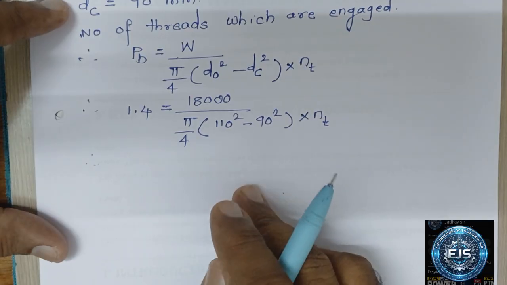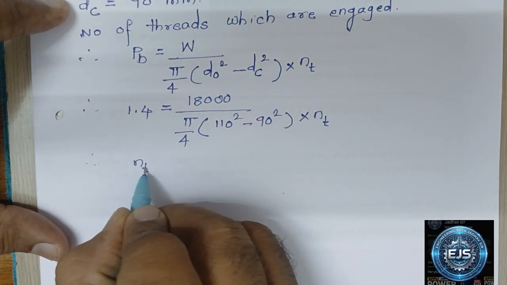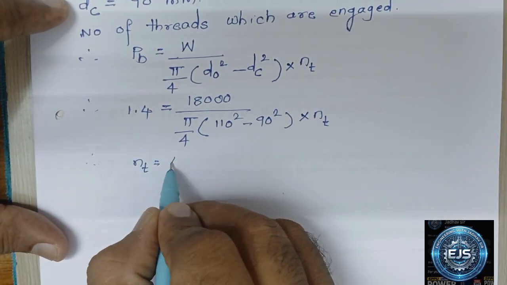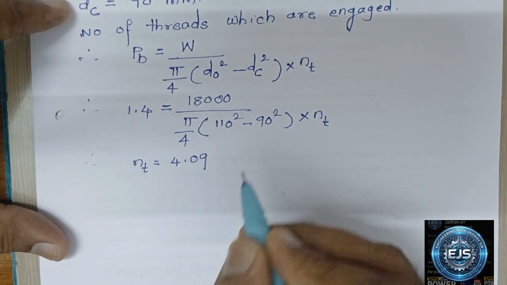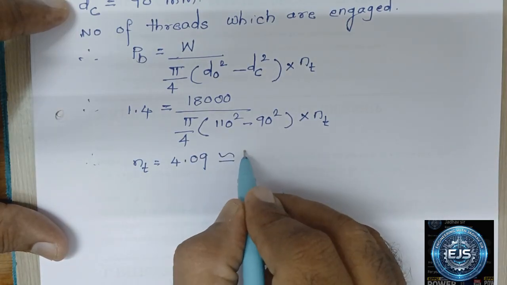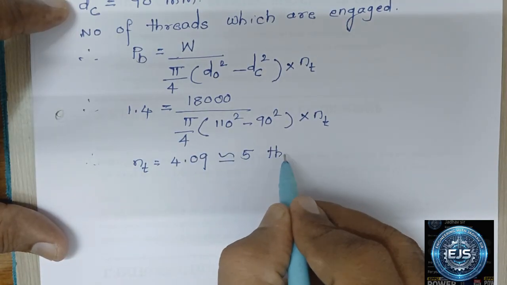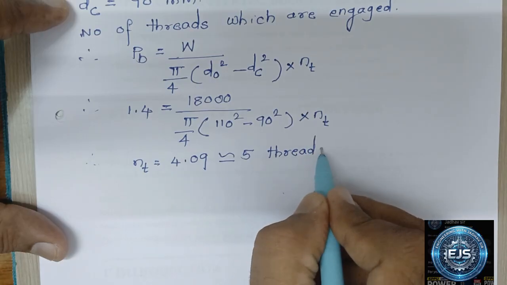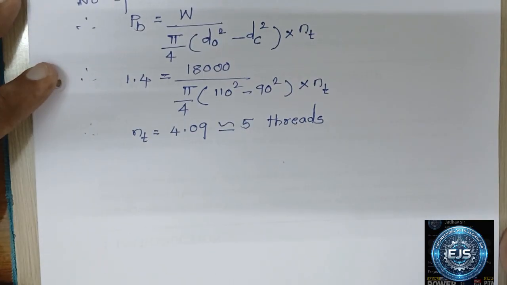So from this we can calculate the number of threads which are actually engaged. So that answer comes out 4.09. So approximately it is 5 threads. So 5 threads of the screw and nut are actually engaged.